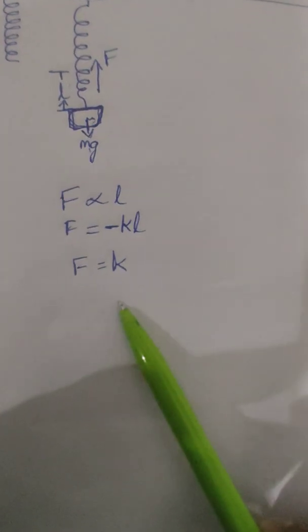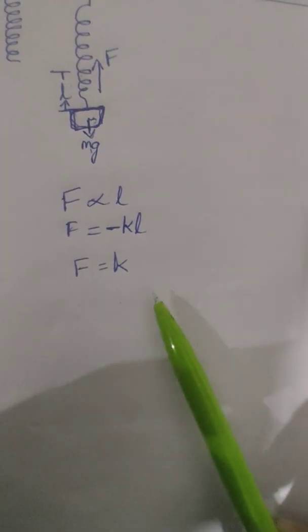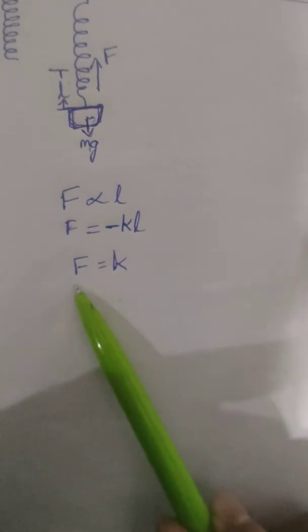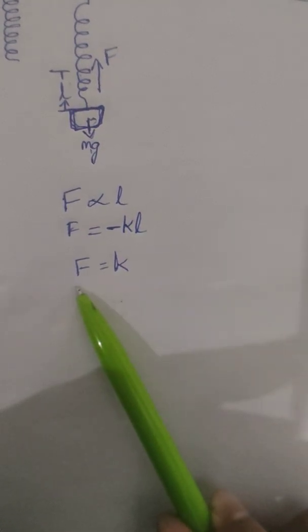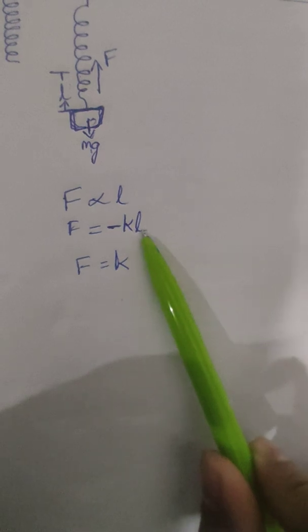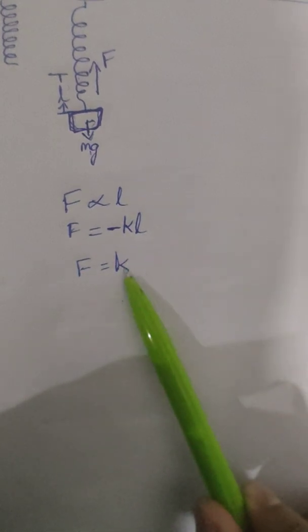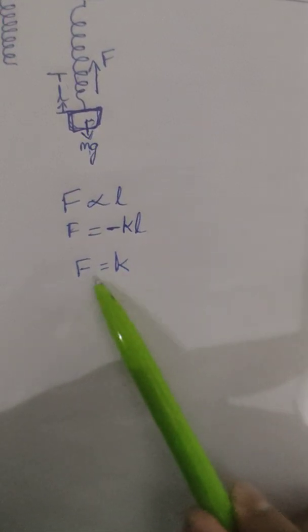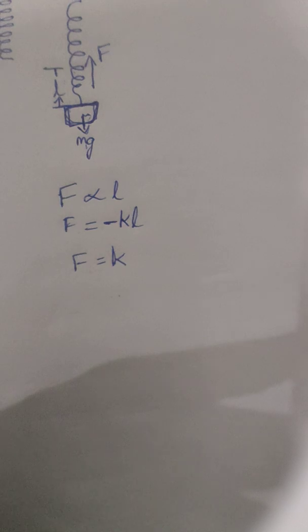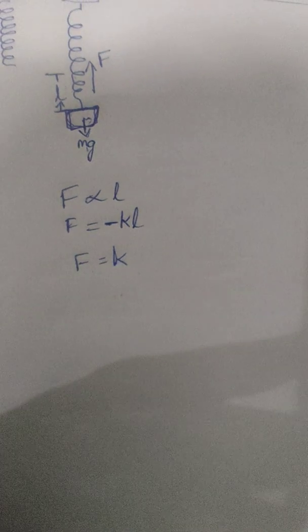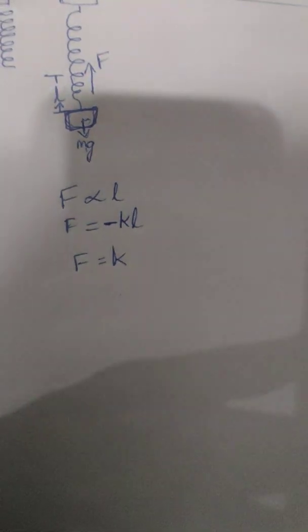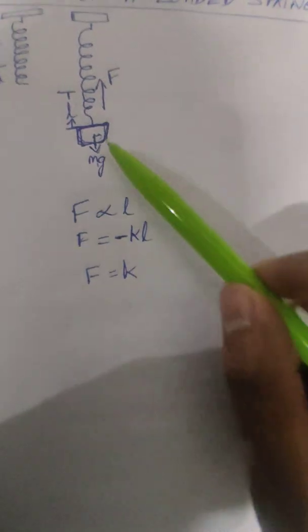So the spring constant can be defined as the restoring force set up per unit extension in the spring. If the extension is of unit length, then the spring constant is equal to the restoring force. So that is just for extra knowledge, extra understanding. Now, what is this force actually?